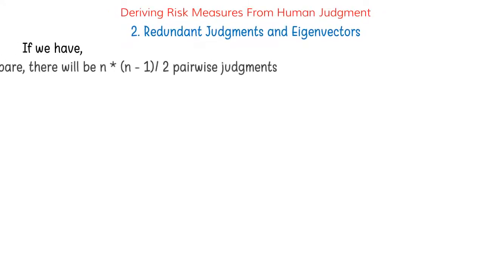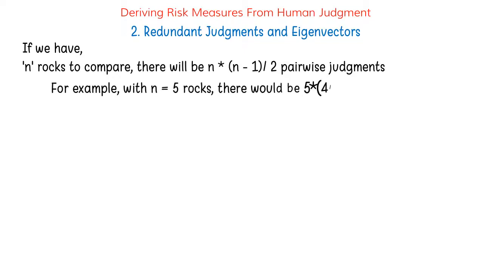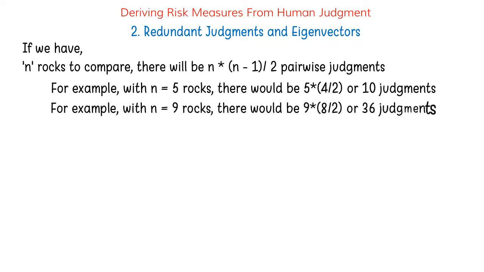If we have n rocks to compare, there will be n times (n minus 1), divided by 2 pairwise judgments. For example, with n equals 5 rocks, there would be 5 times 4 over 2, or 10 judgments. For example, with n equals 9 rocks, there would be 9 times 8 over 2, or 36 judgments.